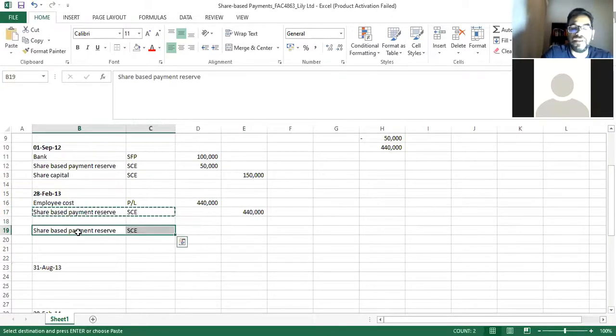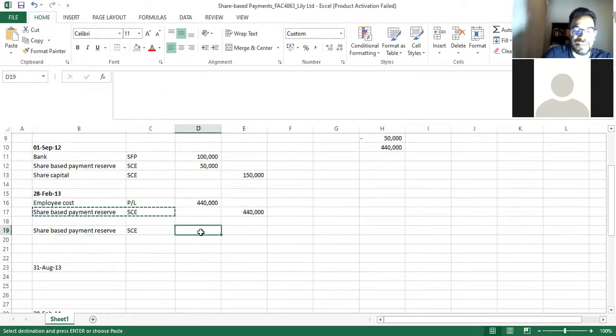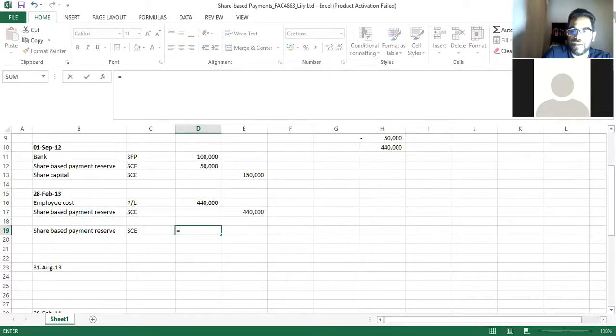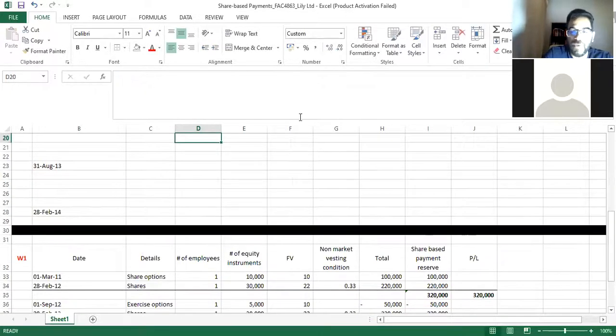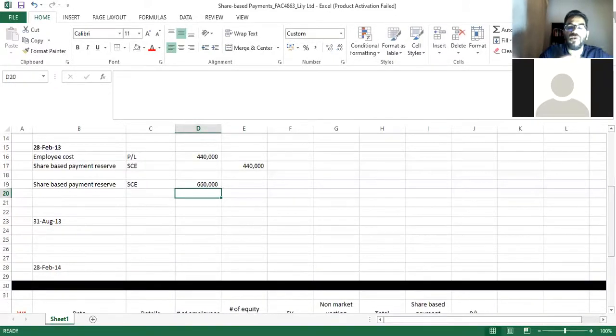So what we're going to do, share-based payments needs to decrease. So we're going to say debit share-based payment. Share-based payment is an equity. Equity decreases on the debit side. So remember, how do we get that? It is going to be the 660. How do we get the 660? It is the full share scheme that we are de-recognizing. One employee, 30,000 shares at the grant date fair value of 22 Rand per share. We are not cancelling the share options. We're only cancelling the shares. Okay, so just take note of that.